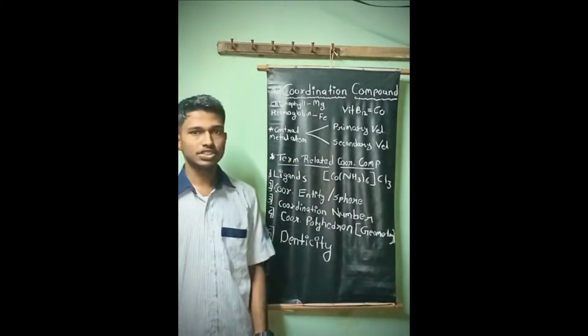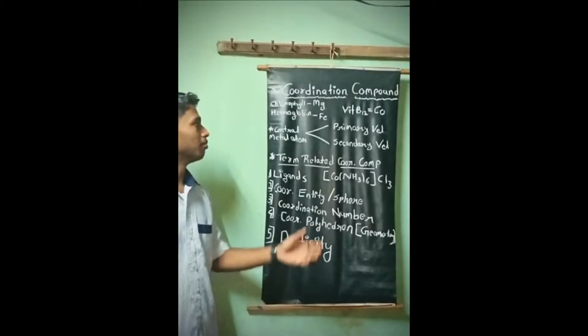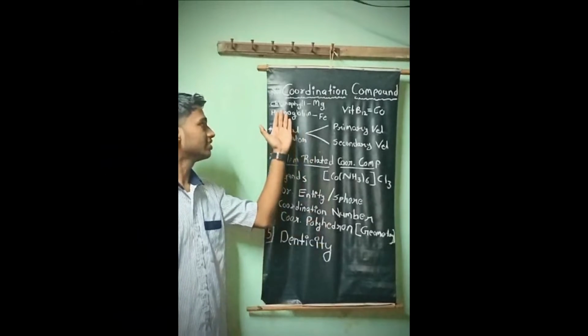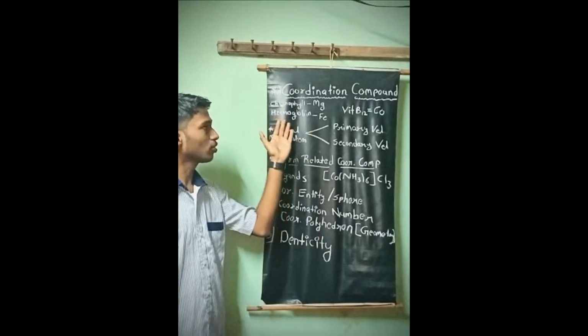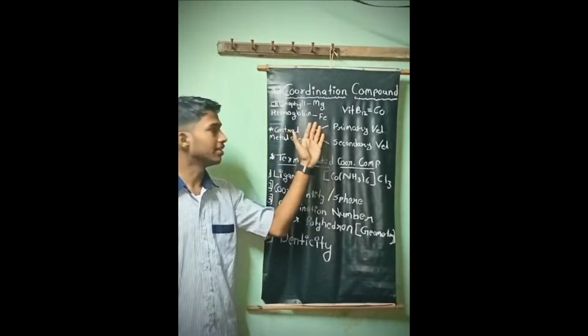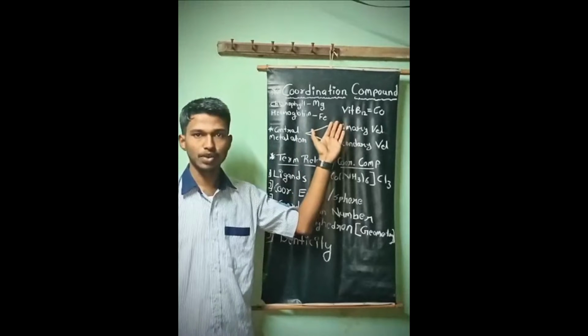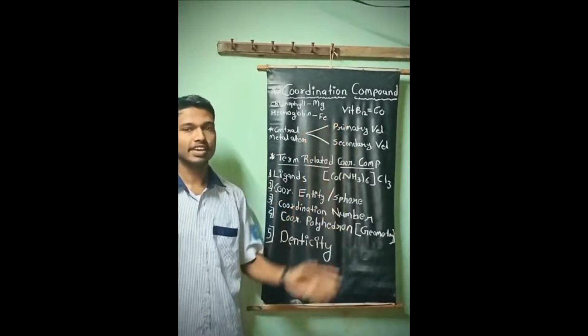In the beginning of this chapter, we will come to know the metal ion which is present inside this substance. In chlorophyll, we have magnesium. In hemoglobin, we have Fe, that is iron. And in vitamin B12, we have cobalt as a central metal ion.